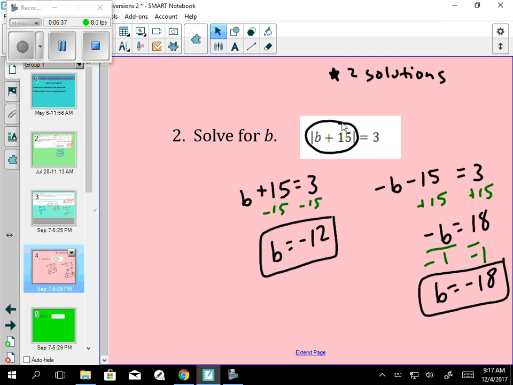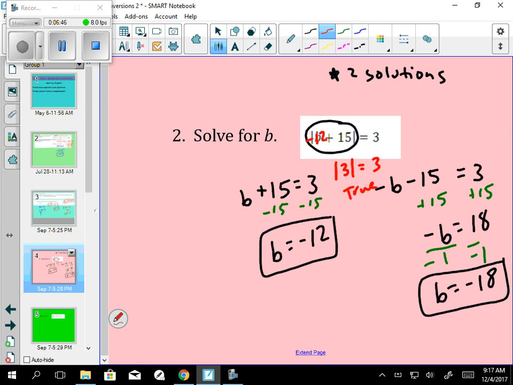If you plug these two numbers back in, if we make this negative 12, that means we're going to have absolute value of 3 equal to 3, which is true. Okay, that one comes out true. If you put in the other one, negative 18. Negative 18 plus 15 is negative 3. Absolute value of 3 is also equal to 3. That also comes out true. So both our numbers check out.